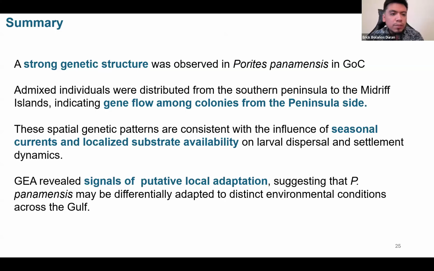So in summary, a strong genetic structure was observed for Porites panamensis. Admixed individuals were distributed in the southern peninsula and the Midriff Islands, indicating gene flow among colonies. These spatial genetic patterns are consistent with the influence of the currents and localized substrate availability for larval dispersal and sediment dynamics. And also the redundancy analysis revealed significant signals of putative local adaptation, suggesting that Porites panamensis may be differently adapted to the distinct environmental conditions across the Gulf.